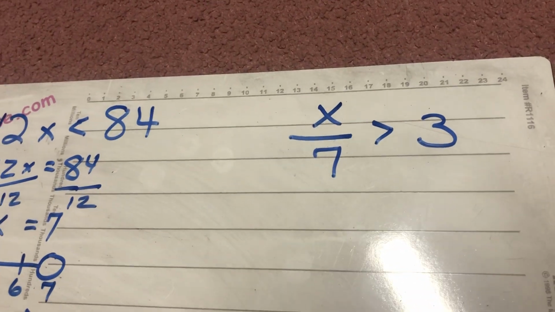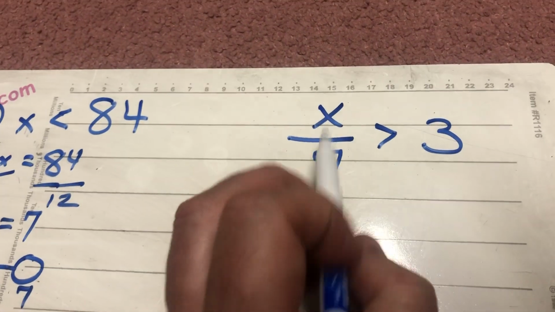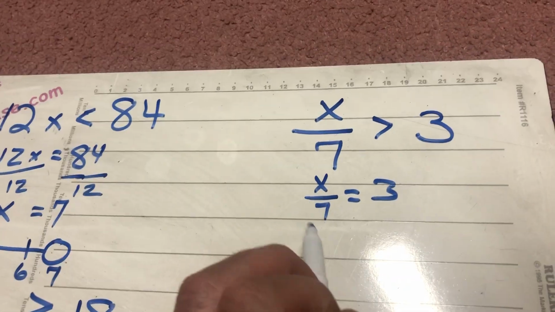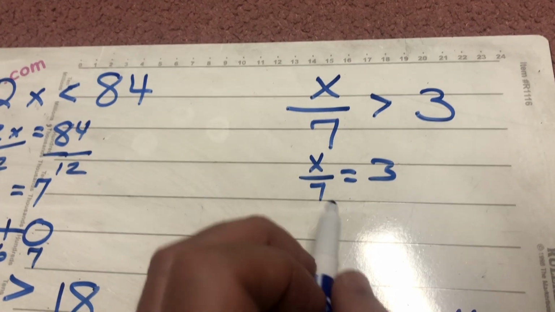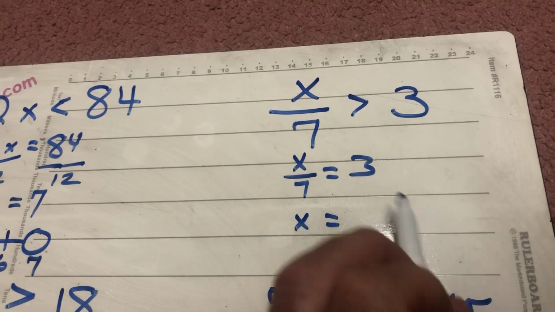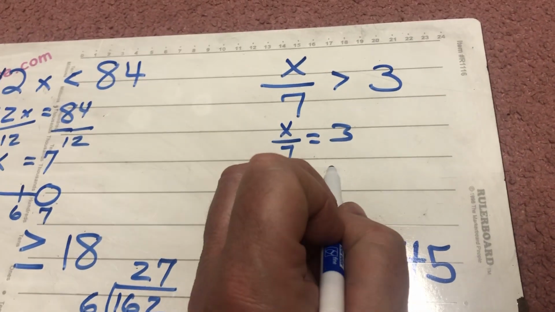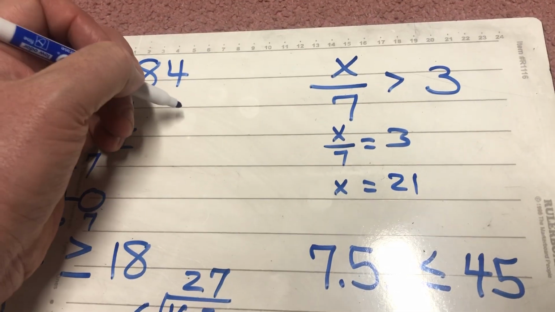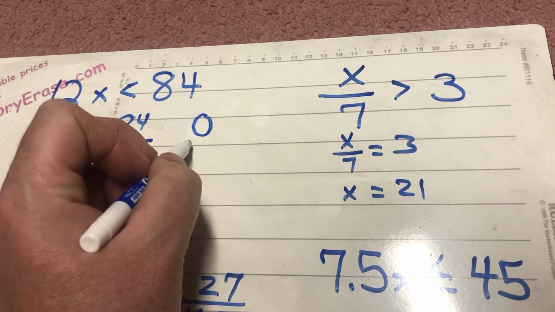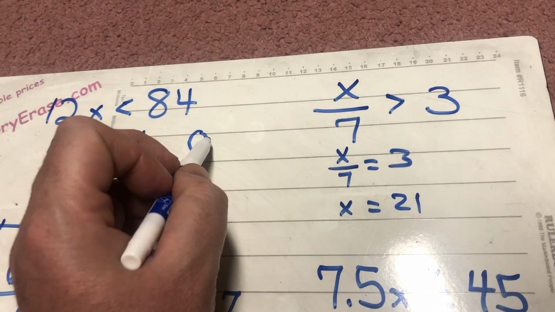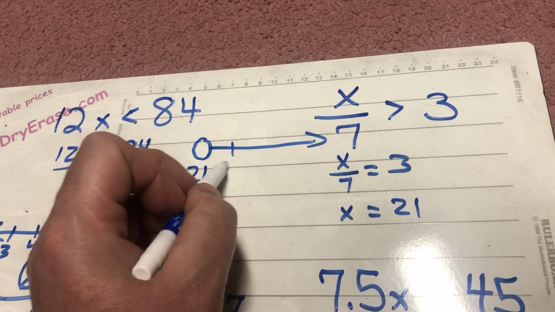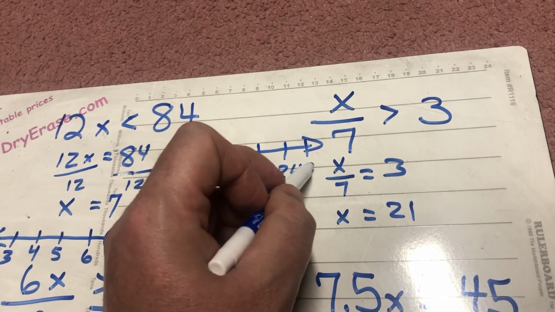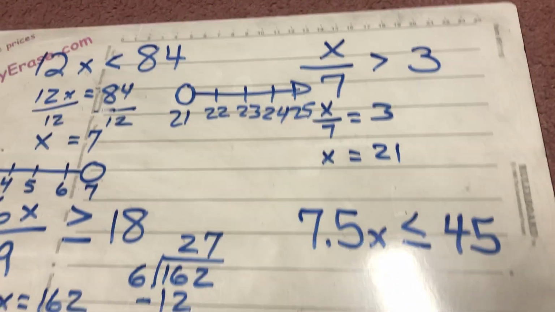X over 7 is greater than 3. Well, it's a division, so it's going to become x over 7 is equal to 3. That's a division problem, so I'm going to multiply both sides by 7. That's going to leave me with x here. I also have to do 3 times 7. 3 times 7 is 21. Now it says x has to be greater than 21. It can't be equal to, so it's going to be an unshaded circle that starts at 21. It's going to move to the right, which is going to be 22, 23, 24, 25. Last one.